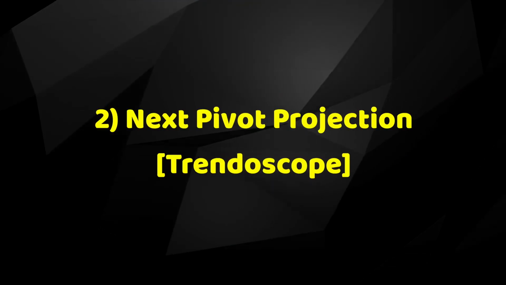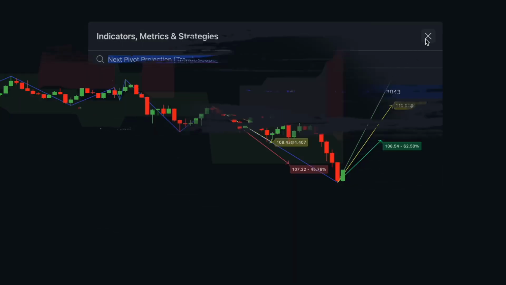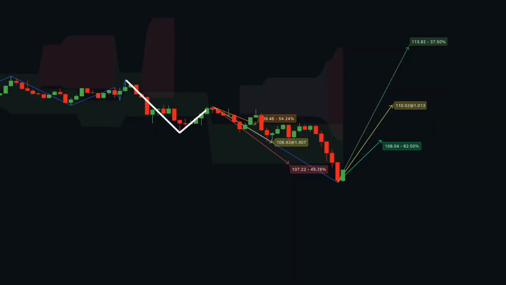The second tool on my list is Next Pivot Projection by Trendoscope. The Next Pivot Projection indicator is an experimental tool that builds on divergence backtest results to forecast future pivot points in the market, including one unconfirmed pivot.